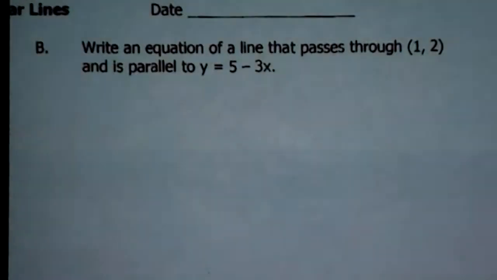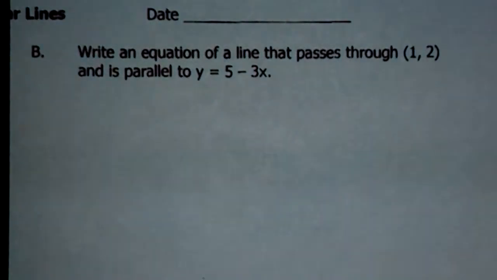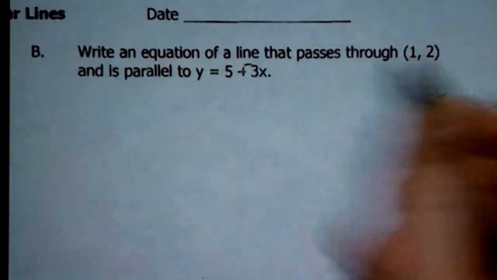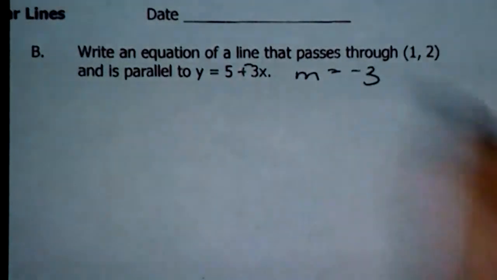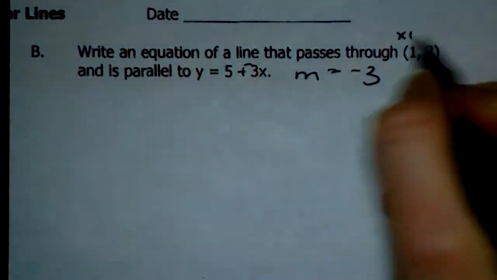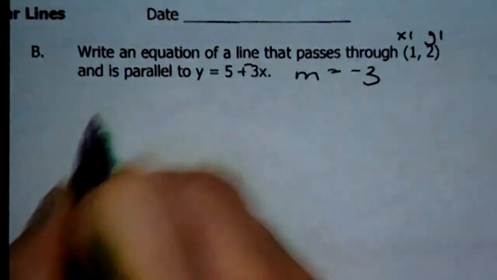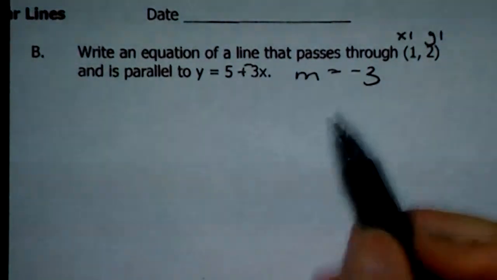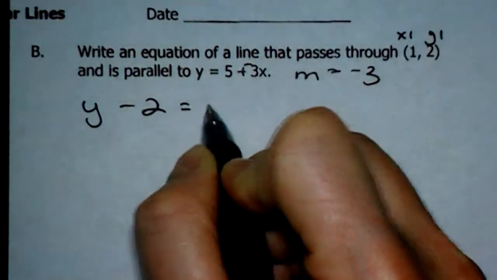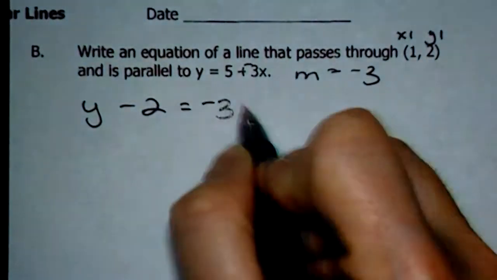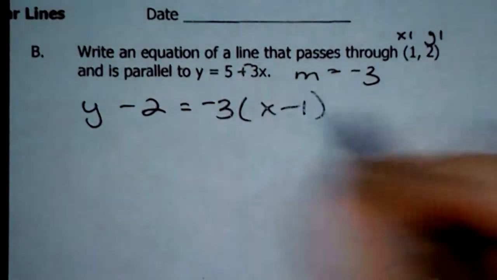All right, let's try one more. It says, write an equation of a line that passes through the point 1, 2, and is parallel to y equals 5 minus 3x. So right here, your slope, 5 minus 3x, means that's a negative 3. And this, of course, is your x1, and this is your y1. So we're going to start off with point-slope form because we're given the slope and a point. So I'm going to take y minus y1 equals the slope times the quantity of x minus x1.